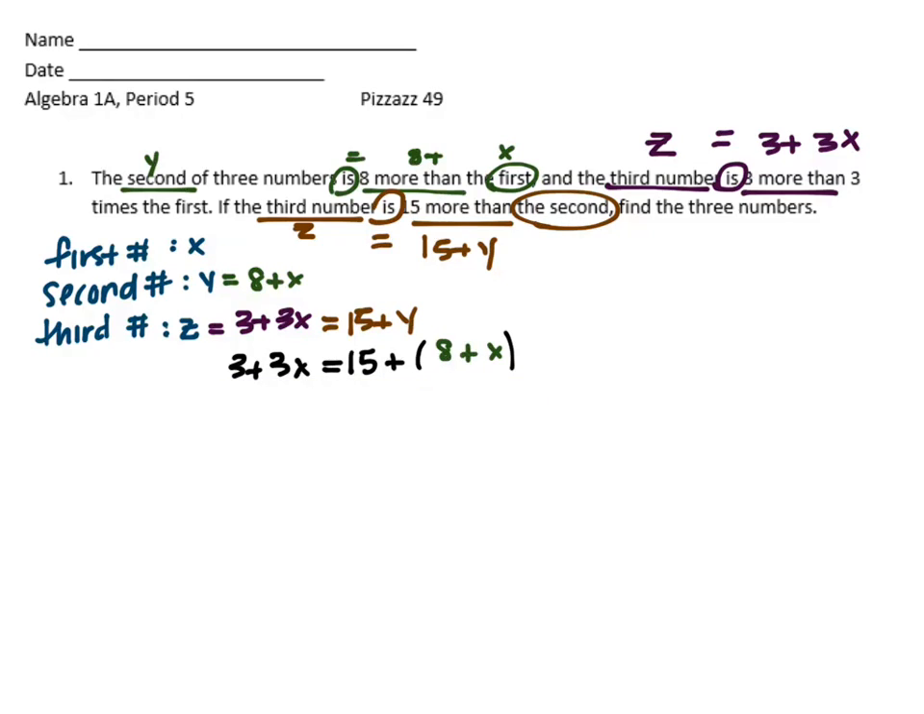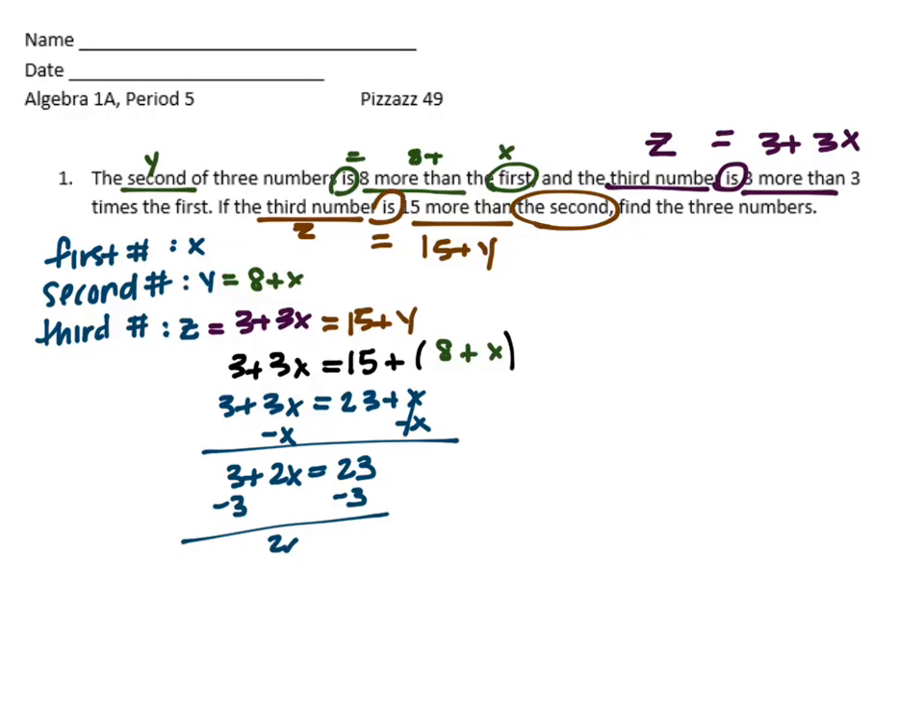So doing this, I have 3 plus 3x, and that cannot be simplified. But on the right side of the equation, I can take 15 and add 8 and get 23 plus x. Now going from here, I can solve. I want to move the x's onto one side. It makes sense for me to move them onto the left side. So I get 3 plus 2x is equal to 23. Subtract 3 from both sides and get 2x is equal to 20. This then tells me that x is going to be equal to 10.